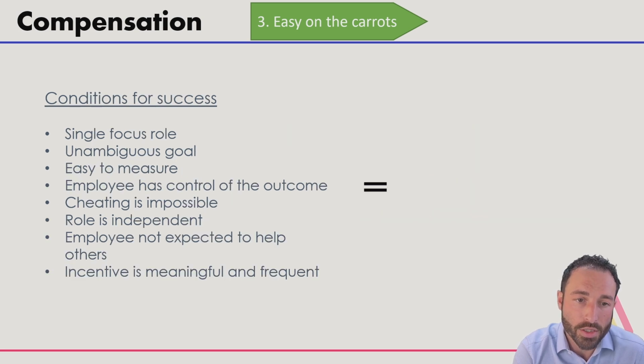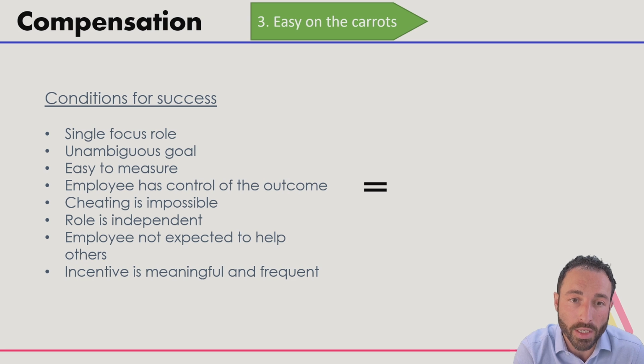So there are certainly conditions that are required for success with the concept of variable pay and dangling a carrot. Preferably a single focus role with an unambiguous goal, something that's easy to measure, where that person is working independently and where that person's not really expected to collaborate, cooperate and assist and help out other people, because unless they're getting remunerated specifically for helping other people, which is rare, then they're less likely to do that. And of course the incentive still has to be meaningful enough for it to have an effect. So it can't just be receiving some tiny bonus, or else people won't consider it.